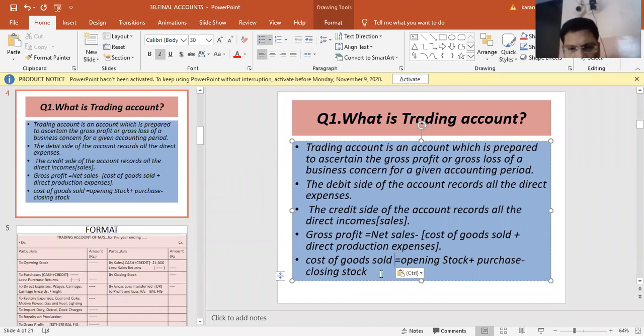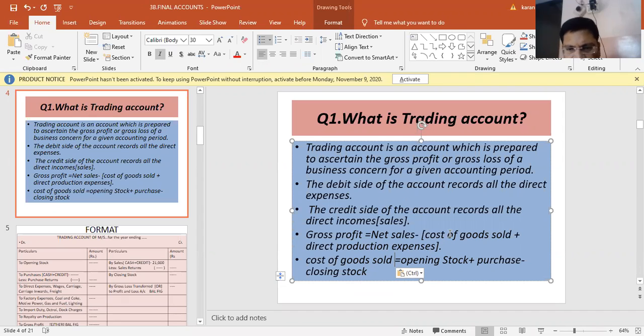Actually, it should have been direct expenses also, direct production expense, but we are not taking that because we have written it in gross profit over here, plus direct production expense. That's why we are not writing it. So you notice that opening stock plus purchase minus closing stock is cost of goods sold.